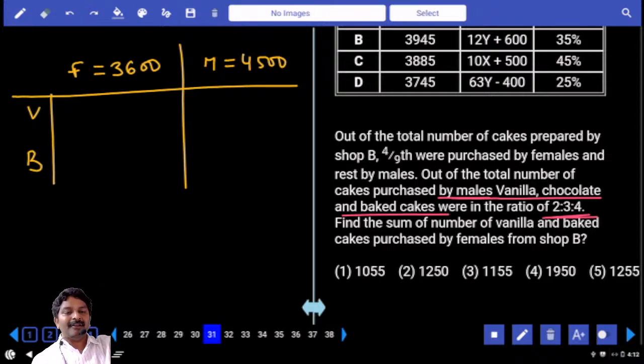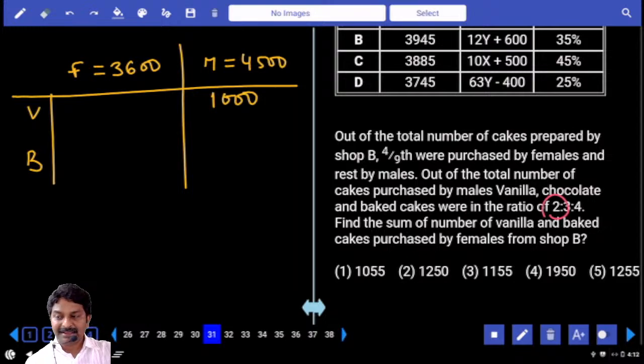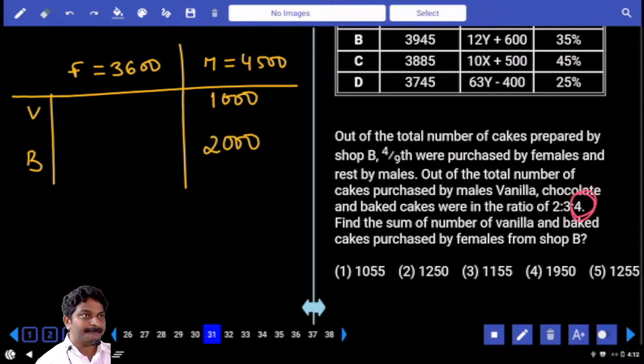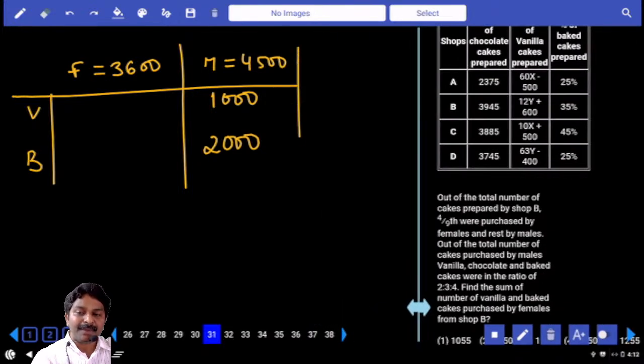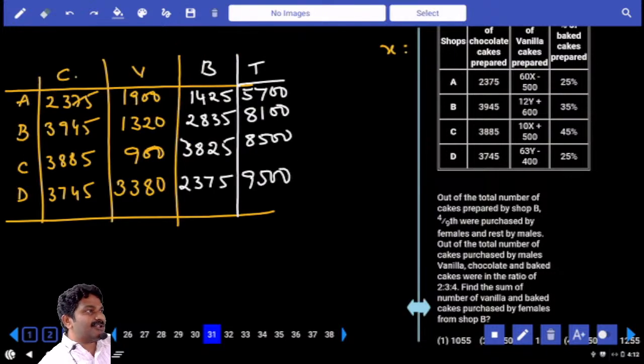Each part is 500. Vanilla is the first number only. How much is that? 1,000. Next is baked cakes, the last one, 4 parts, which is 2,000. Got it? This is by which shop? This is by shop B. Go to shop B and identify in total how many vanilla are there.